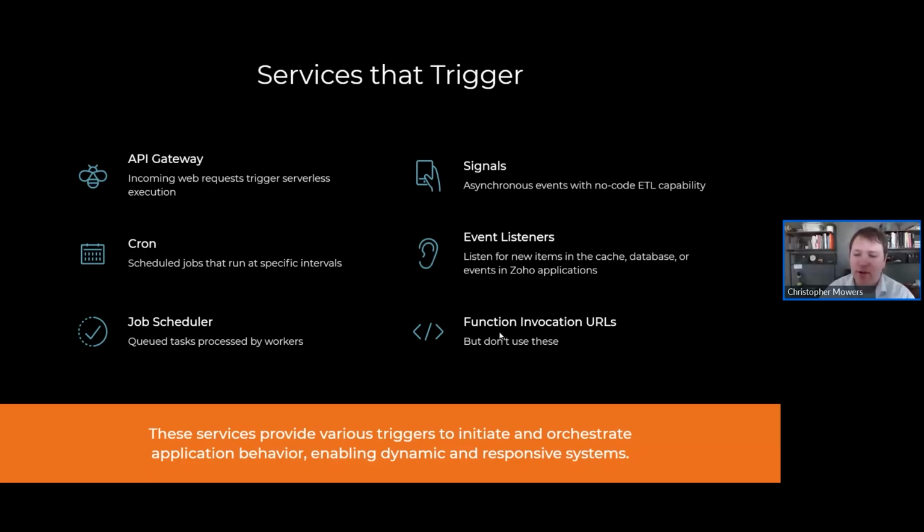You can also invoke function URLs directly, but don't use these. That's my opinion. Others may say differently. I'll show you why. It's not that they're so bad. I always use an API gateway, and I'll show you why in a minute.